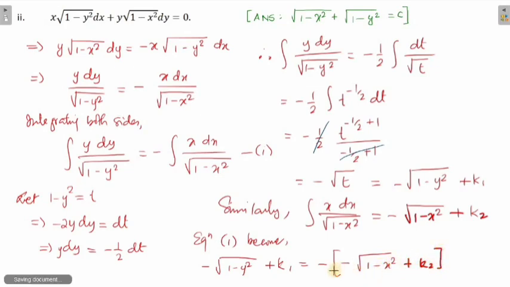Now open the bracket, you get minus into minus plus, you get minus k2. So bring that minus k2 out here, you get k1 minus k2, you bring it out here. So this becomes plus. So basically what will you get? You get root over 1 minus x square plus root over 1 minus y square equals k1 minus k2, and in place of k1 minus k2 you can write another constant, that is constant c. That will give you the answer out here. Okay, so you may pause the video and note down your solution.